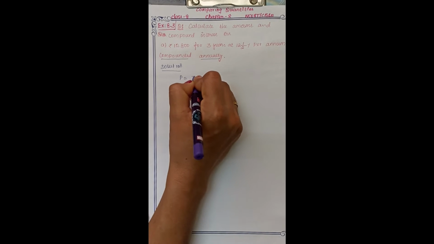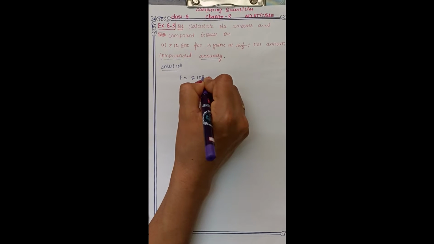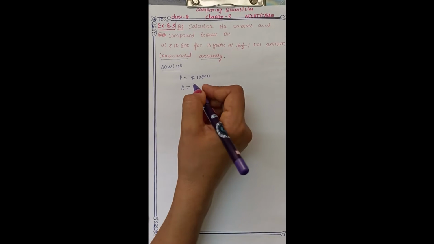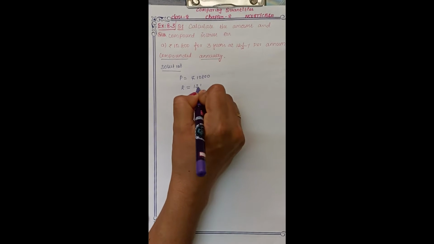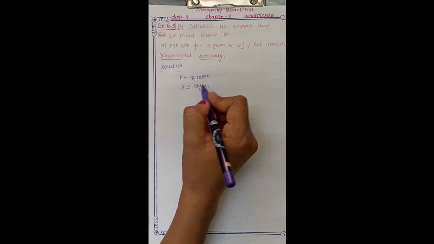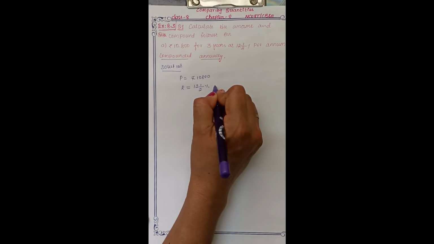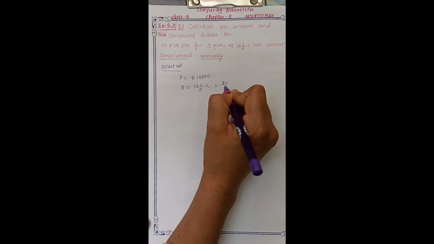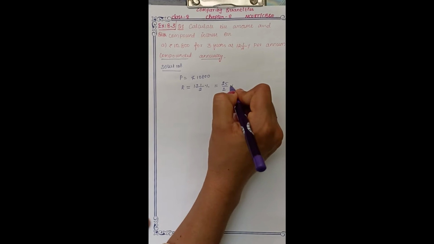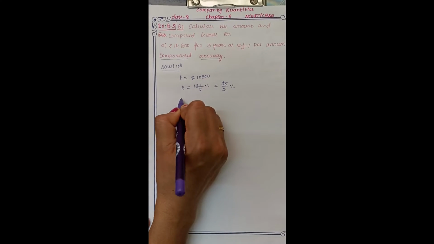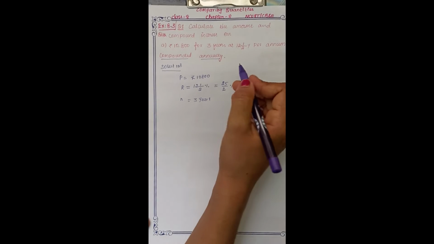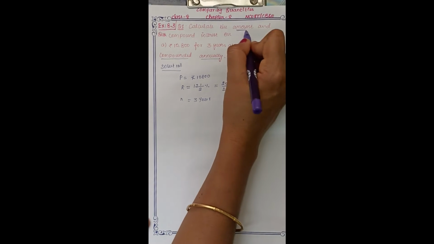The principal amount is rupees 10,800 and the interest rate is 12 1/2 percentage. So this is in mixed fraction. Now we will convert this into a simple fraction. So 12 into 2, 24, 24 plus 1, 25 divided by 2 percentage is the interest rate. Next, n equal to 3 years. So we need to find the amount.